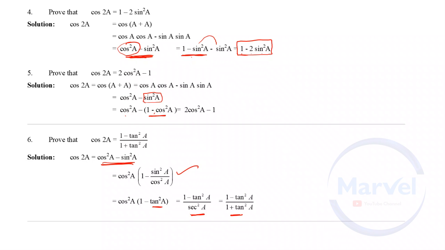So what is the concept applied here? This is very important, you will forget. Taking cos square A as common factor. So cos square A into 1 minus sin square A by cos square A, tan square A. Cos square A into 1 minus tan square A as it is. If you transpose to the denominator, secant square A, that is 1 plus tan square A.